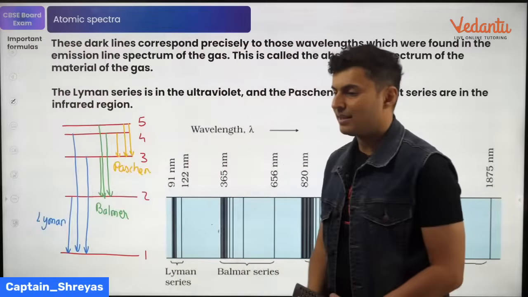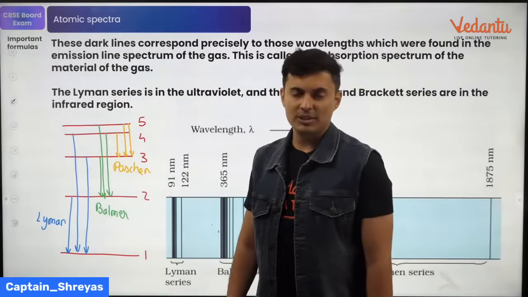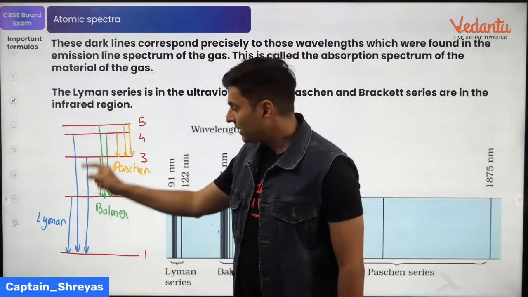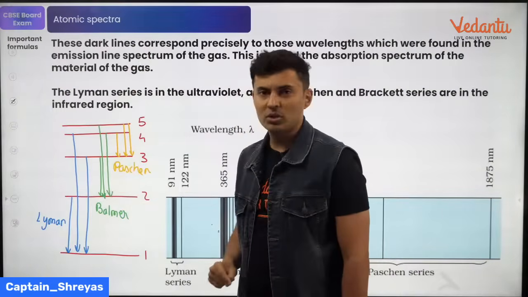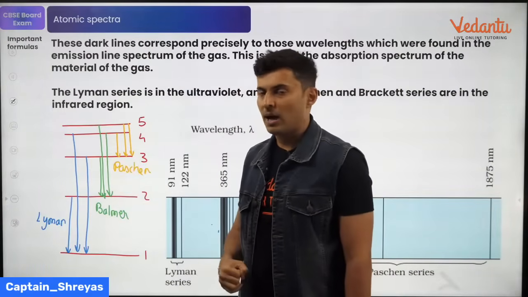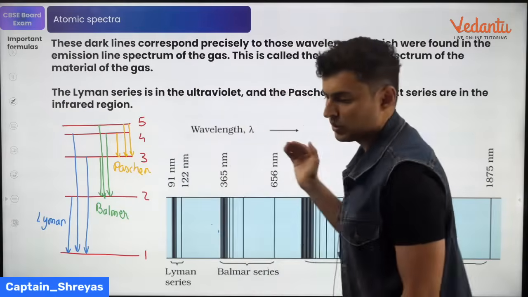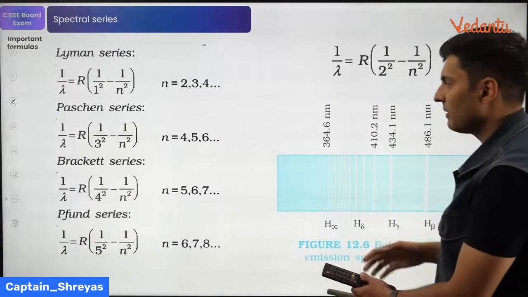That's what these series are, depending on where the transitions are happening. From any shell, if it comes to the first shell, it's Lyman. From any shell, if it comes to the second shell, it's Balmer. From any higher shell to the third shell, it is Paschen, and so on and so forth. Is that okay, everyone?